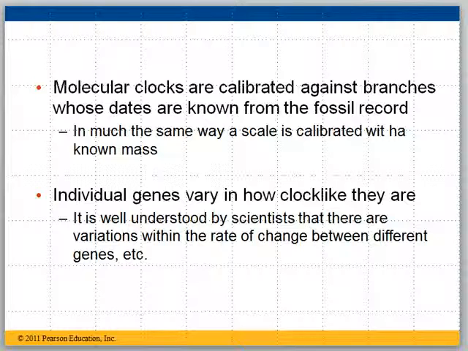When scientists use these molecular clocks, they try to avoid using only a single gene, because individual genes can vary in how clock-like they are. This is well understood by scientists: there are variations within the rate of change between different genes, and so you're not going to get the same exact number every time using this method.